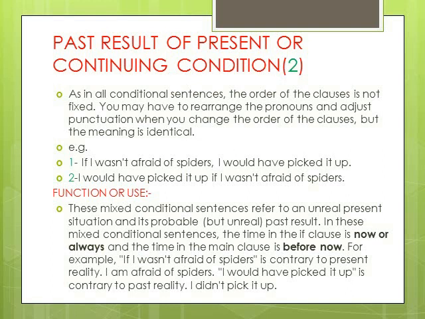Functional use here: the second type of mixed conditional sentence refers to an unreal present, like the first one, an unreal situation, and a probable but unreal past result. In these mixed conditional sentences, the time in the if clause is now or always or present, as we said before, and the time in the main clause is before now. For example, if I wasn't afraid of spiders is contrary to present reality. I am afraid of spiders, this is the reality I'm talking about. I would have picked it up is contrary to past reality. I didn't pick it up.